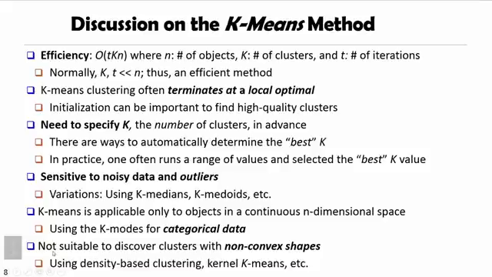Another important thing we should know is that because we use the sum of squared distances, it is not good at finding clusters with non-convex shapes or non-circular shapes. What you find is something closer to a ball. So we can use density-based clustering or the kernel k-means algorithm if we get non-convex shapes. We are going to introduce these algorithms later.